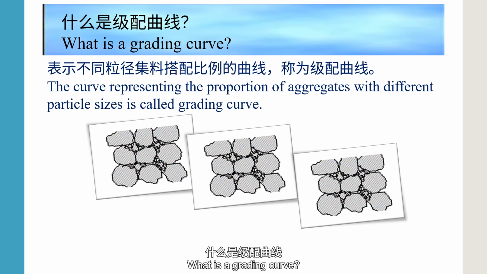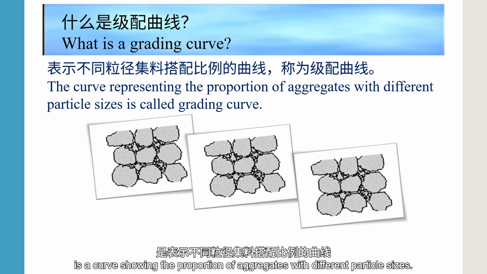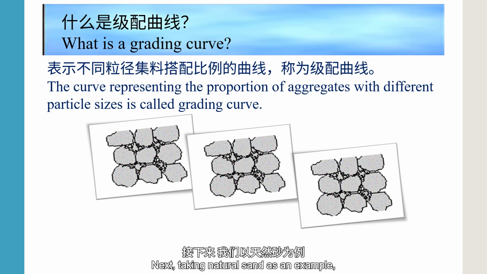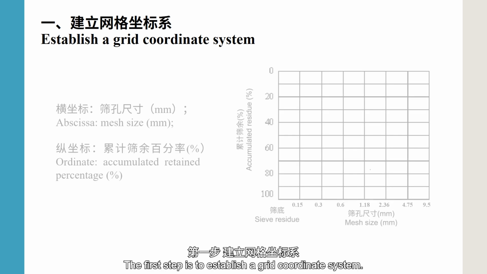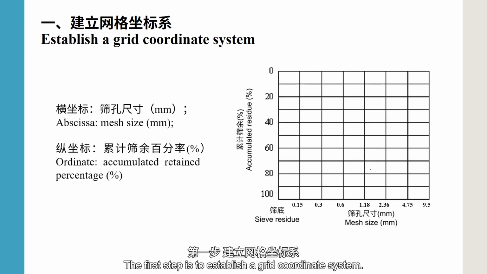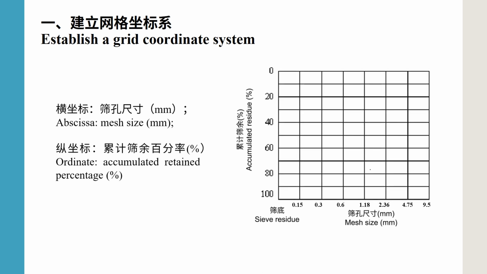What is a grading curve? The grading curve is a curve showing the proportion of aggregates with different particle sizes. Next, taking natural sand as an example, we can draw the sand grading curve and judge the sand gradation in only 3 steps. The first step is to establish a grid coordinate system.